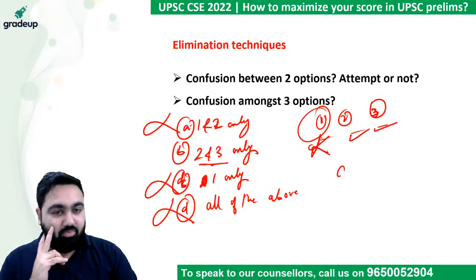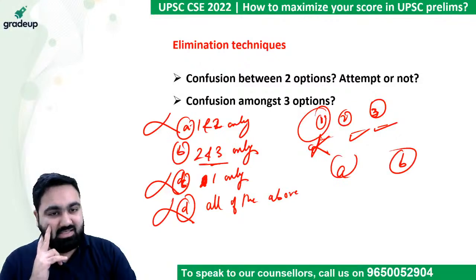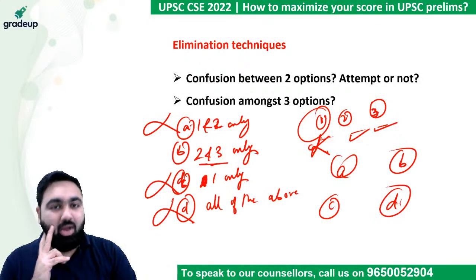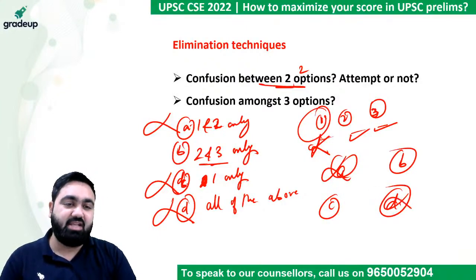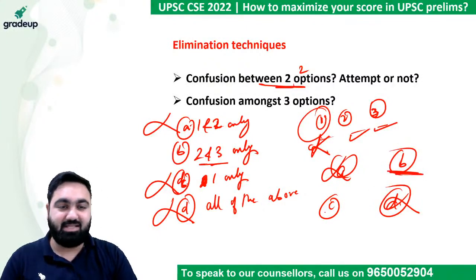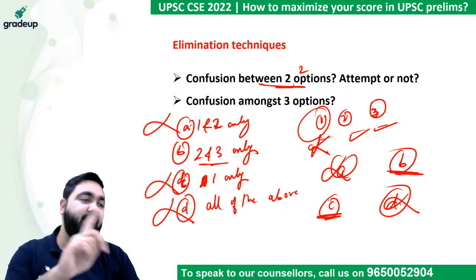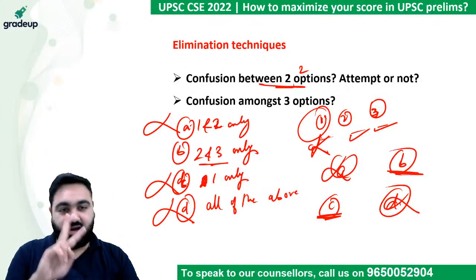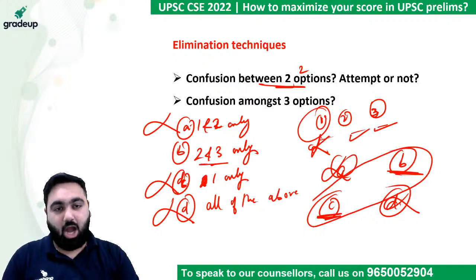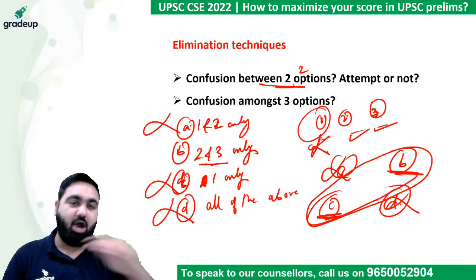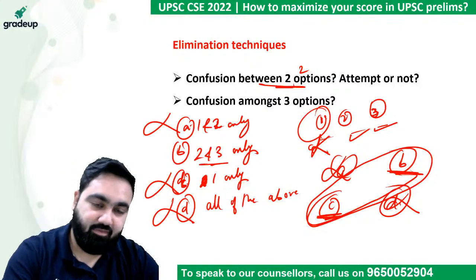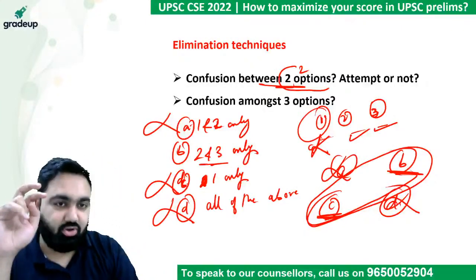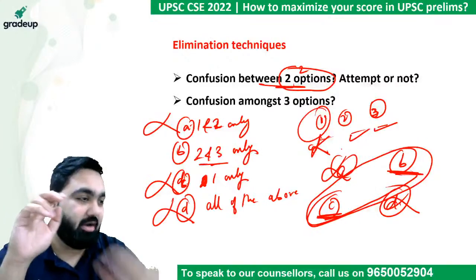If there are 4 options, A, B, C and D, you have eliminated 2. For example, you know A is not the answer, D is not the answer, you're confused between B and C. How many of you will attempt this question if you are confused between 2? How many of you will leave the question? Let's see. If you have confusion between two options only, will you attempt the question? Will you not attempt the question?